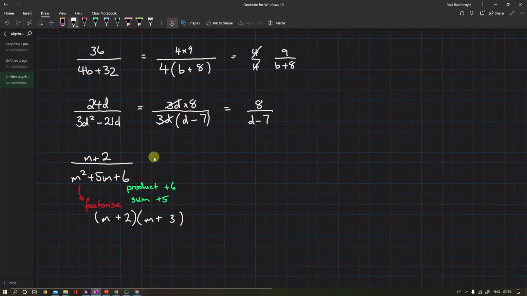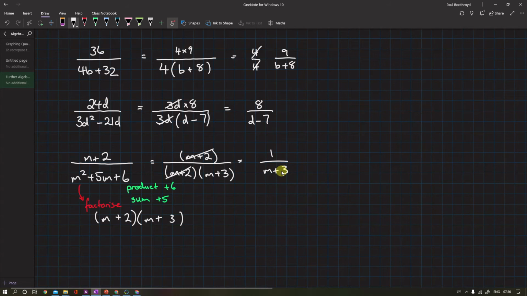Then we realise, okay, what we've got is effectively an m plus 2 bracket on top, an m plus 2 bracket on the bottom, which means I can cancel those two brackets to give me 1 over m plus 3.